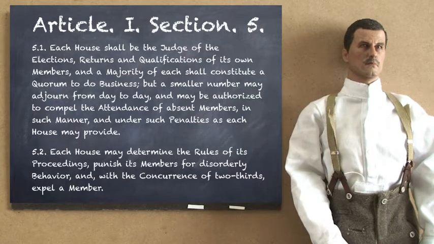So let's look at the second clause here, 5.2. It says each House may determine the rules of its proceedings, punish its members for disorderly behavior, and with the concurrence of two-thirds, expel a member. So there you go. It says that they're basically in charge of their own house, and they could expel a member if he's being disorderly, provided two-thirds of the people want him kicked out.